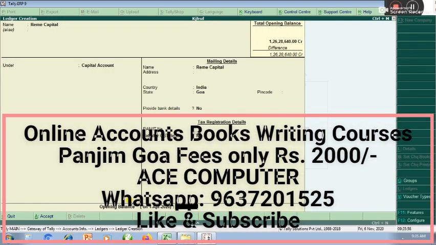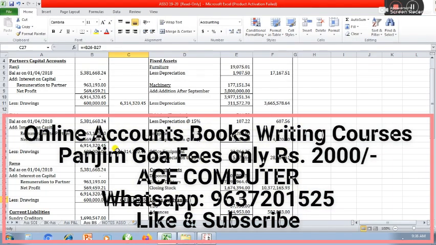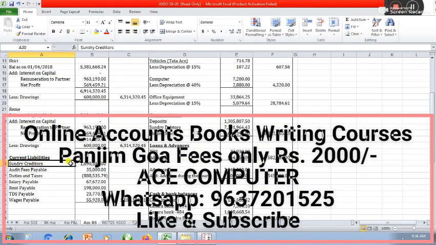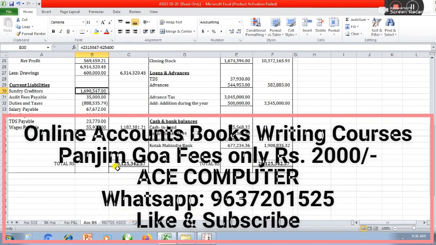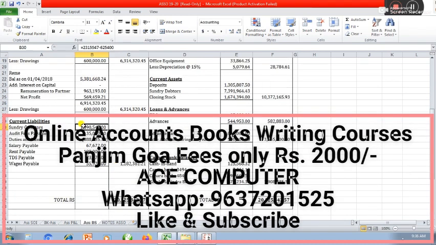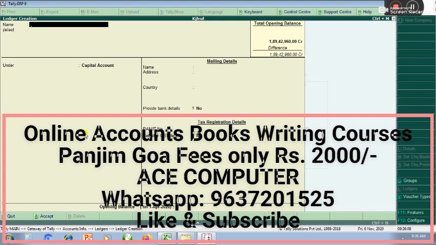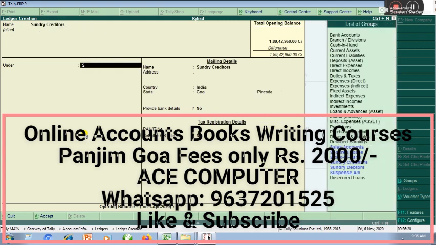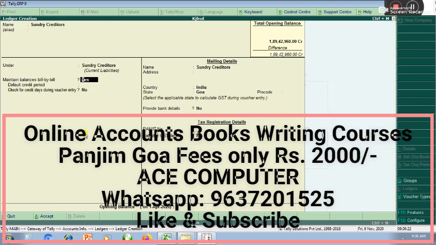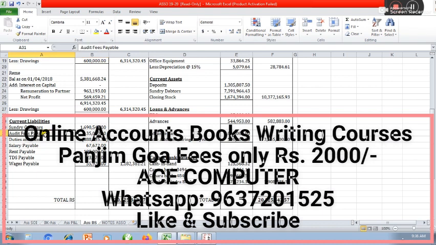63 lakh, 14,320. Okay, then you take this current liability, sundry creditors. Here the names are not given for the sundry creditor. You can directly create sundry creditors also. Actually, we want the names of sundry creditors. I'll give them later on if you want the names, but right now what you create, sundry creditors, under sundry creditors.